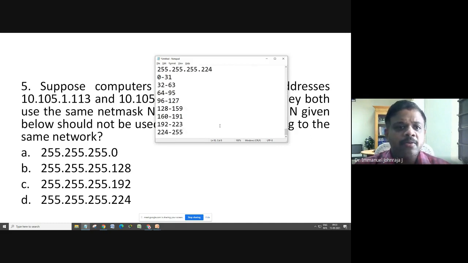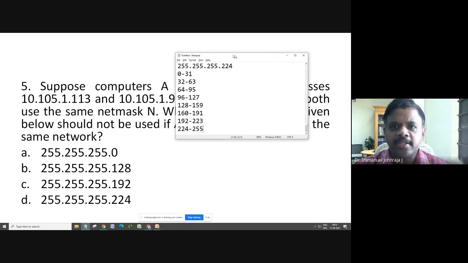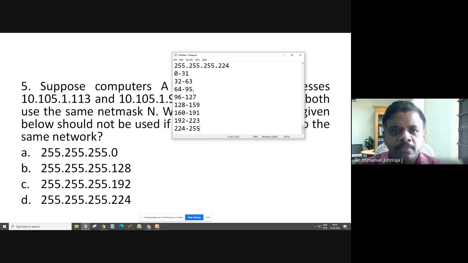All right. Now you have got 2 IP addresses. What are those? 91 and 113. Where are 91 and 113? Could you see 91 is in this range, 64 to 95. So 91 is here, 113 is between 96 and 127. Do you understand what I'm trying to say? These two are in separate networks. 91 is here, 113 is here. So I cannot use this mask.